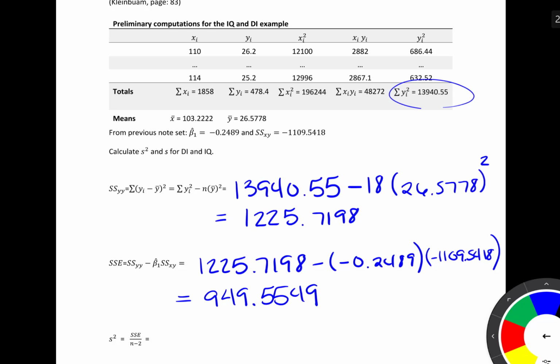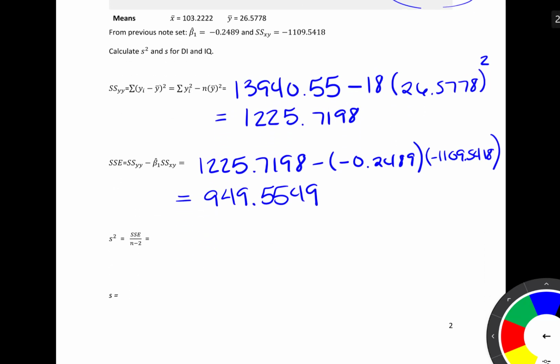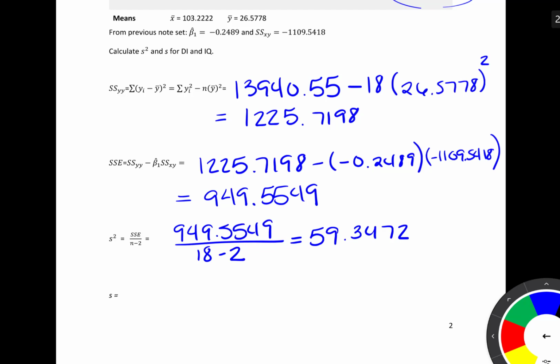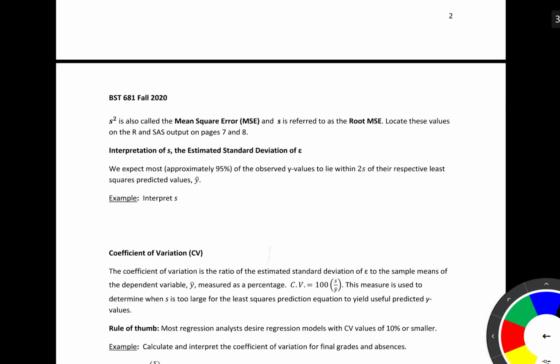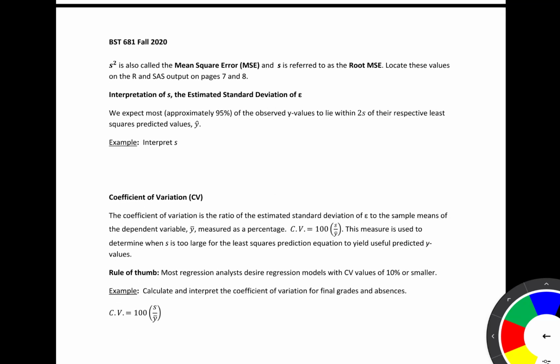And we can use this information to find s squared. So s squared is going to be equal to the sum squared error divided by the degrees of freedom. And then taking the square root gives us s. So next we're going to talk about how we can use these values to help us learn about our simple linear regression model and the fit of that model. So s squared is also known as the mean squared error, and s is referred to as the root MSE.